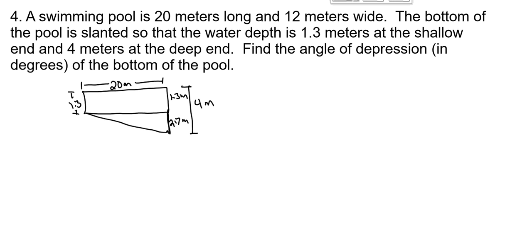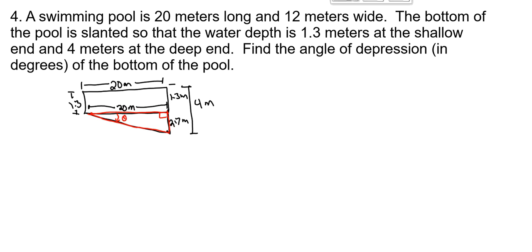And then I want to find the angle of depression in degrees of the bottom of the pool. And so that angle of depression is going to be this angle theta right here. And this is my right triangle. And I know that 2.7. I'm just going to keep going then. And so in this one, I know from the top part, if that's 20 up there, this is also 20 meters for that piece of the triangle. It's a little upside down, but that's okay.